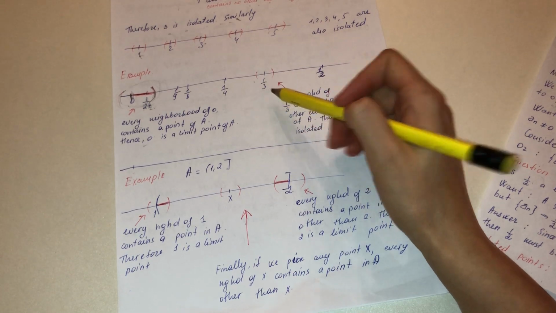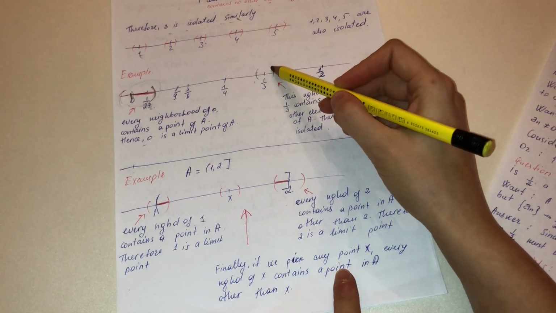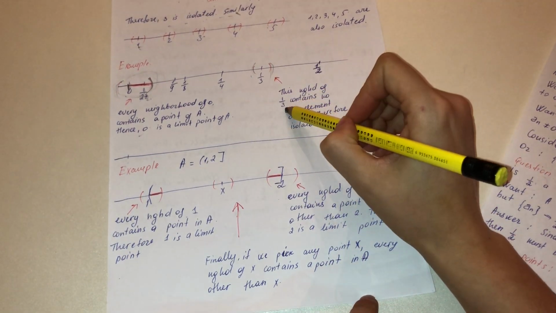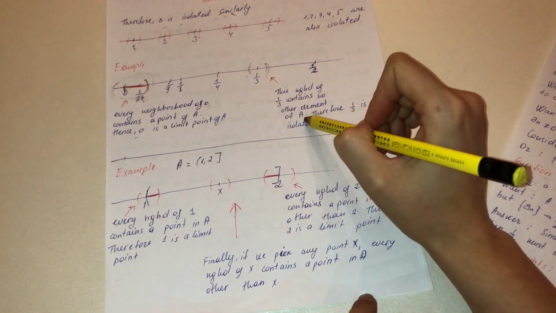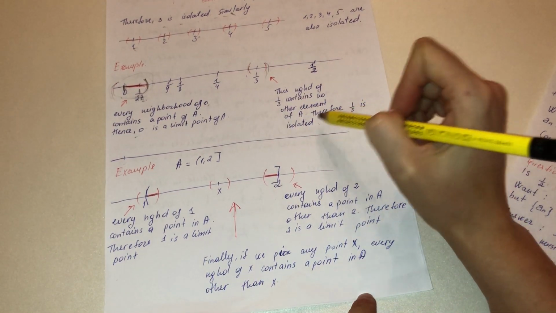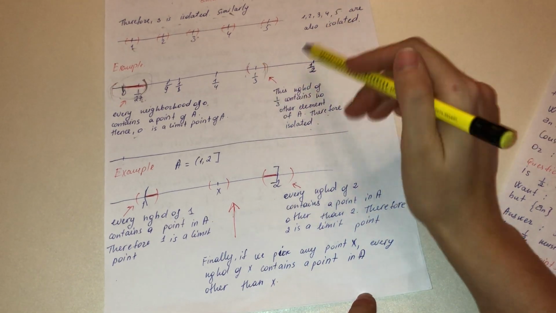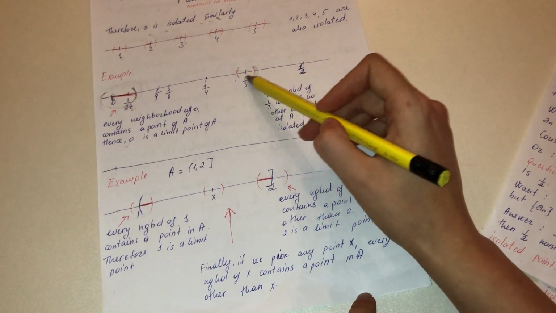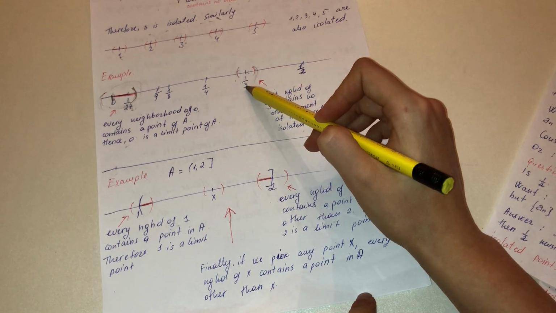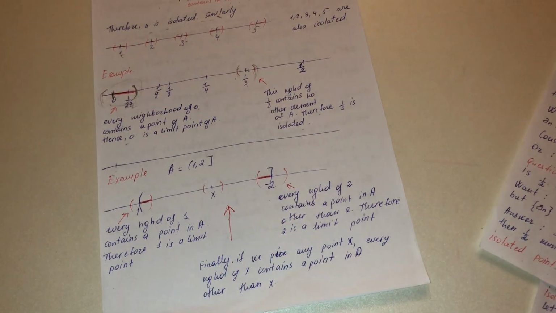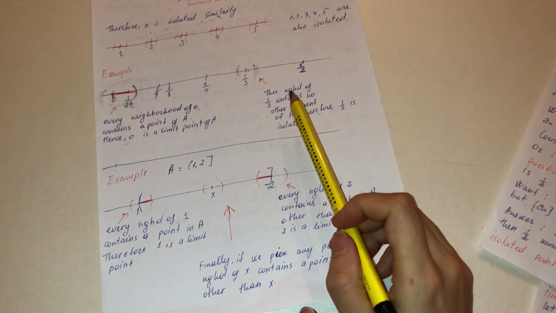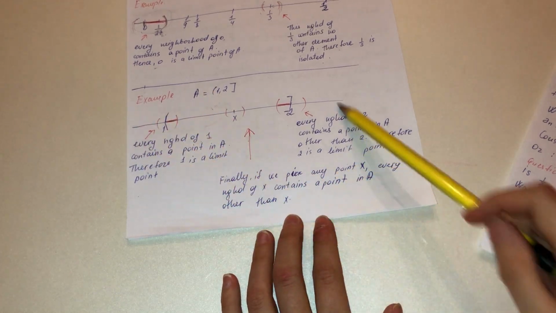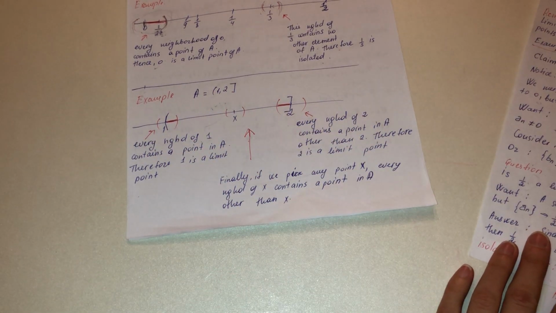point, 1 over 3. This is a neighborhood of 1 over 3. This neighborhood of 1 over 3 contains no other element of A. Therefore, 1 over 3 is isolated, okay? Not a limit point. This is just an isolated point because the neighborhood of 1 over 3 contains no element. And here is the solution of our second example.